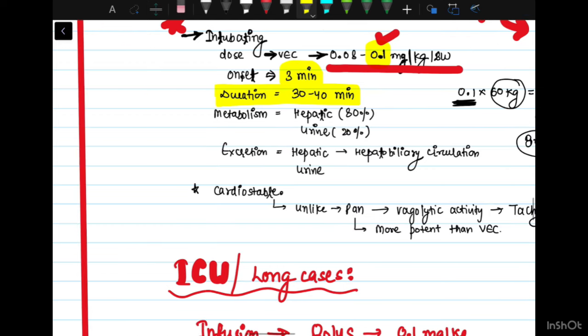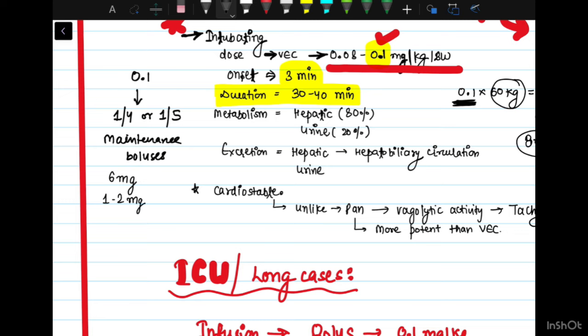Now, what should be the dose when you repeat it? 0.1 mg was the loading dose. Then 1/4 or 1/5 of this dose has to be the maintenance boluses. For example, you gave 6 mg to a patient, then you can easily repeat 1 to 2 mg every time once your patient is coming out of the effect.